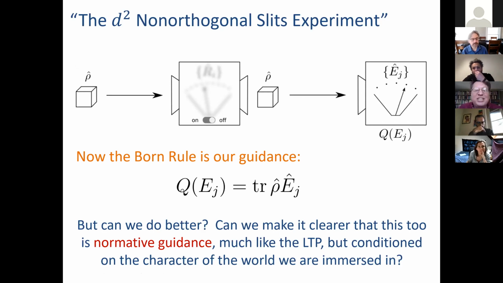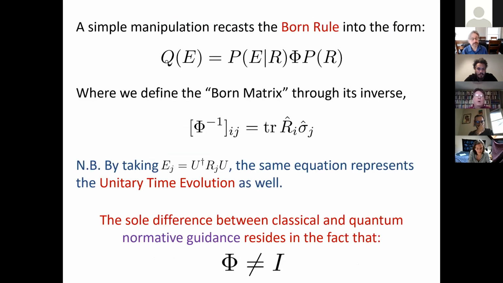In other words, conditioned on some fact of nature, some feature of nature. That's not anti-realism. We're asking, how should agents reason in light of the world they find themselves in? Well, a simple manipulation can turn the Born rule into this form.